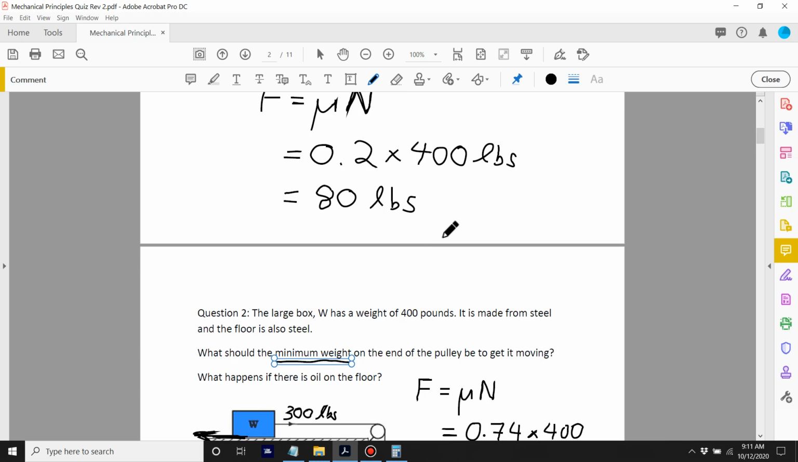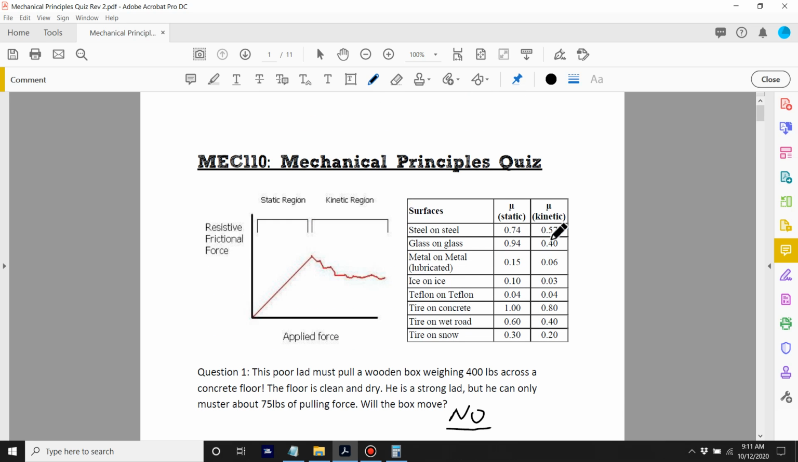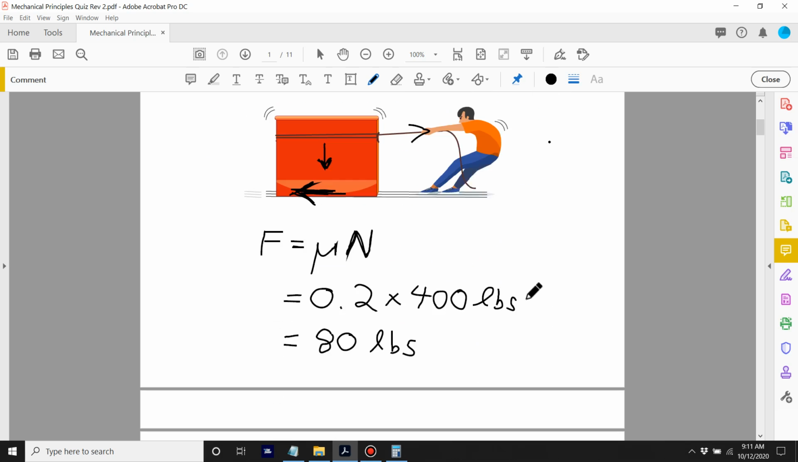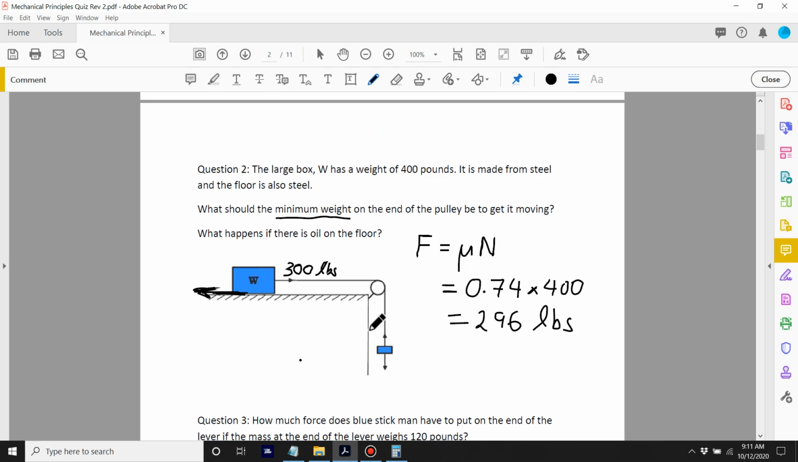Once that block gets moving, the sliding friction of steel on steel is less, so it's going to keep moving. If we apply 300 pounds, so this weight needs to be 300 pounds, there's a little pulley system coming down, and that'll get the block moving.